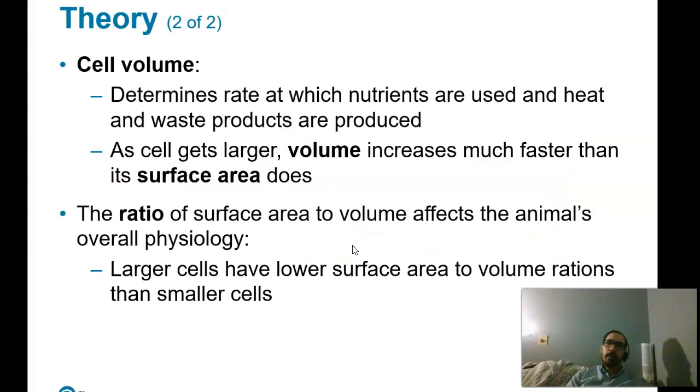So the cell volume determines the rate at which the nutrients are used and the heat and waste products are produced. As the cell gets larger, the volume increases much faster than its surface area does. And the ratio of the surface area to volume affects the animal's overall physiology, because larger cells have lower surface area to volume ratios than smaller cells.